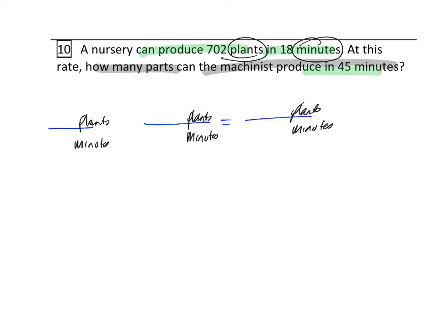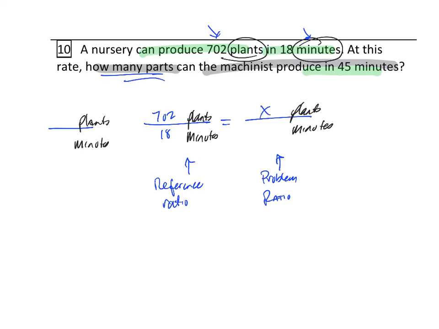So now, again, we talked about this being our reference ratio, the first ratio, and the second ratio is our problem ratio. In other words, it's the one where we're going to have a variable because we're trying to find it. So our reference ratio is right here: 702 plants in 18 minutes. And we want to know how many plants, so we have X, in 45 minutes.